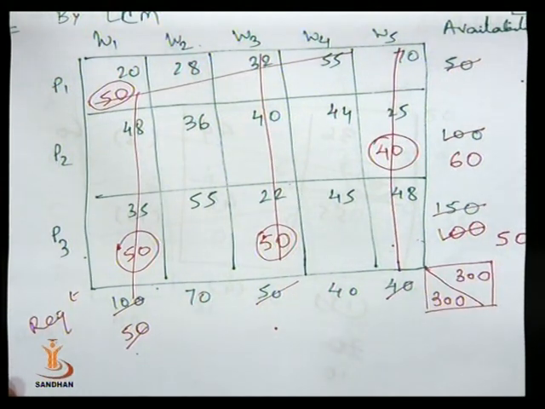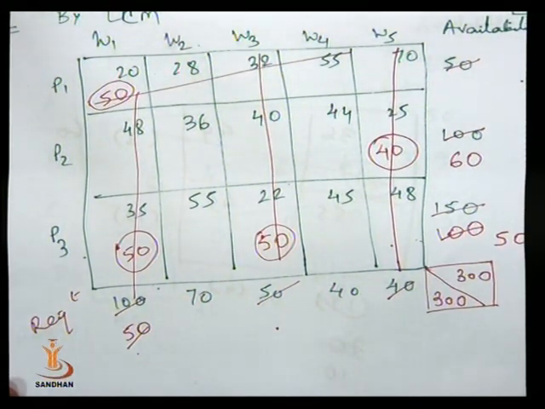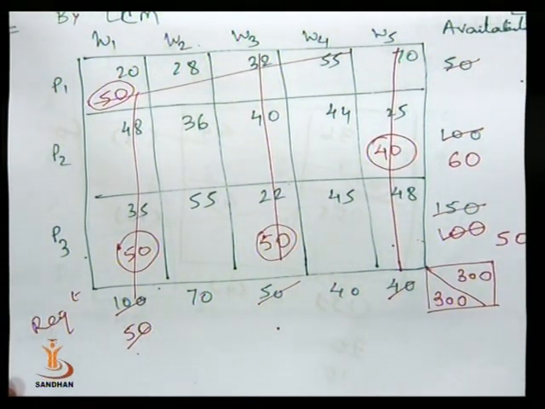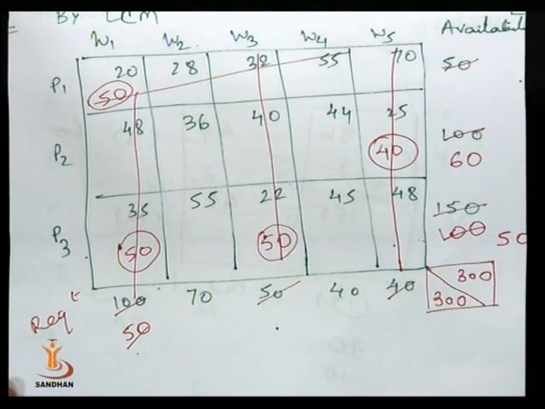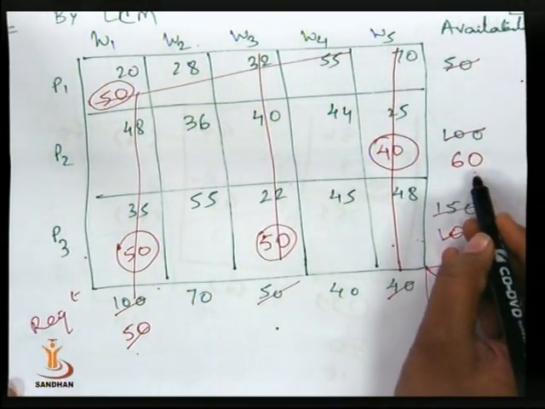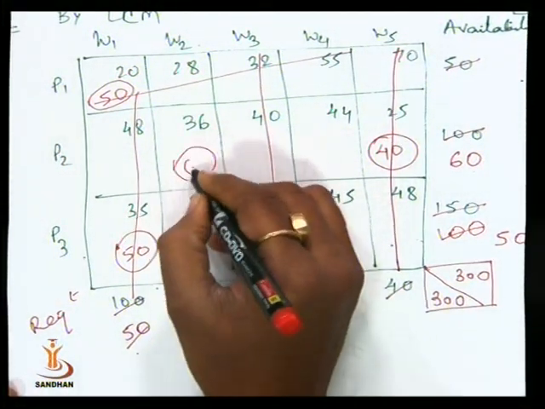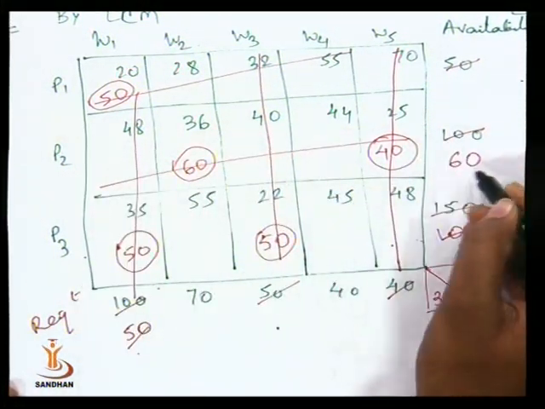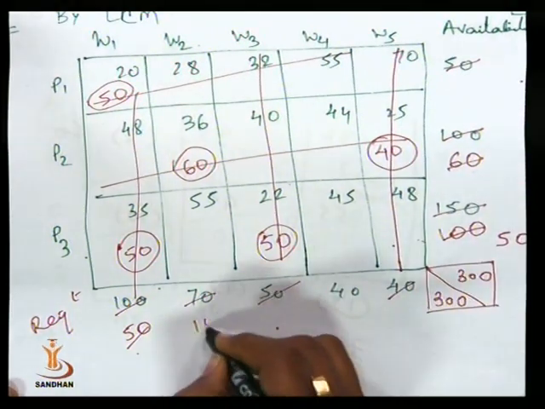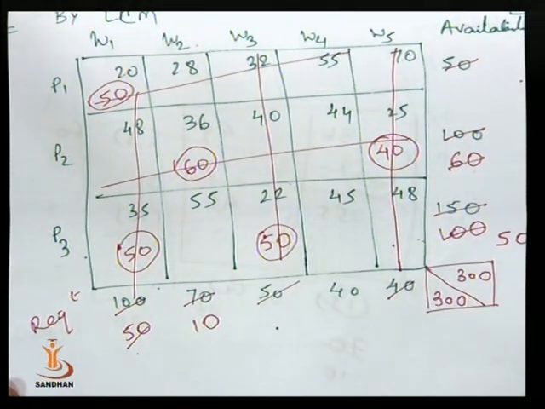And now the reduced matrix is of size 2 by 2. The smallest TP charge is 36. There are 60 units available and a requirement of 70. We allocate 60 units in this cell, and now the remaining work is 10.